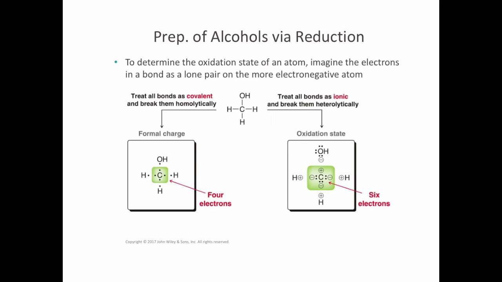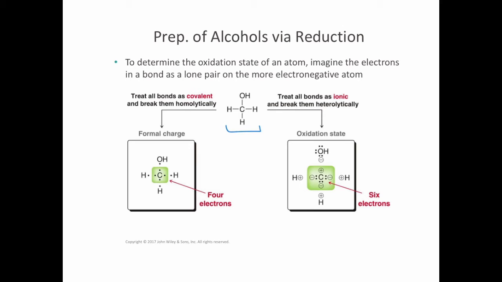To determine the oxidation state of an atom, imagine the electrons in the bond as a lone pair on the more electronegative atom. So here, if we look at methanol, if we treated all bonds as purely covalent, we would break them homolytically and give every atom one of the 2 electrons. But instead, let's treat them as ionic and give both the electrons in each bond to the more electronegative atom.